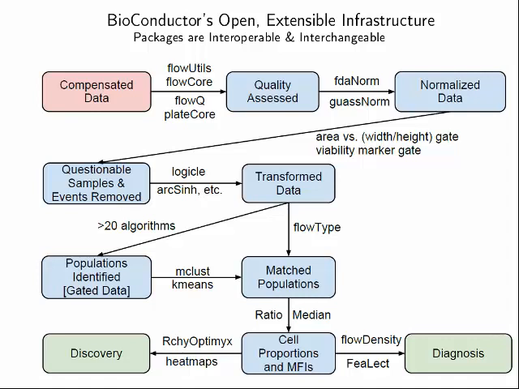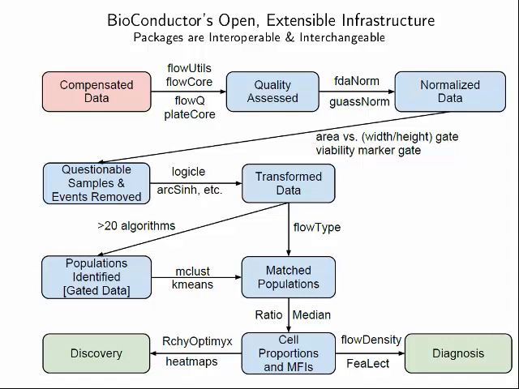You want to normalize your data, so if things are moving around because you've done something in the machines over long-term studies, we can take care of that. There are ways to get rid of dead cells and debris, really easy to do. We do that a lot. So you've got some clean data. You can transform it using any of the transformations that you've used today, like logical or arcsinh. So you've got your transformed data, and then it gets fun.